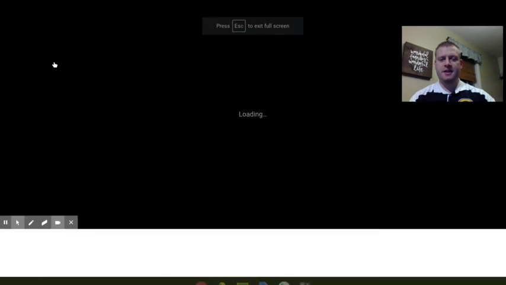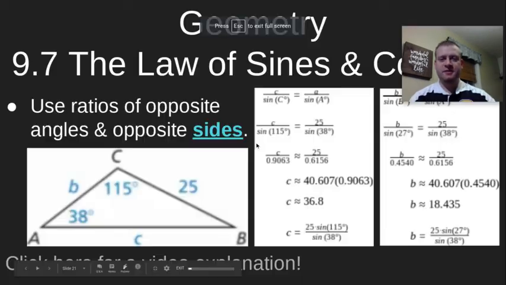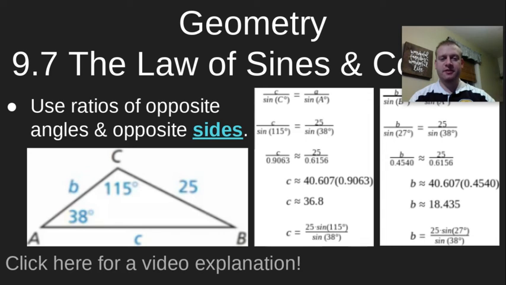The learning target in lesson 9.7 is something called the law of sines and law of cosines. What it does is let us find missing sides or angles in non-right triangles, so triangles that in this case are obtuse or potentially acute instead of having a right angle.